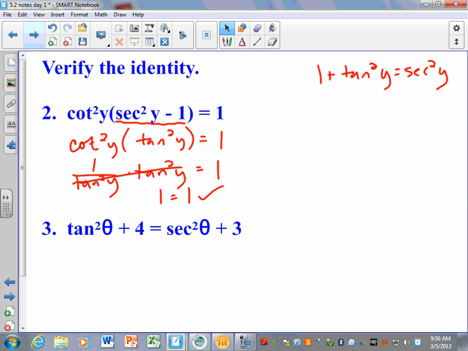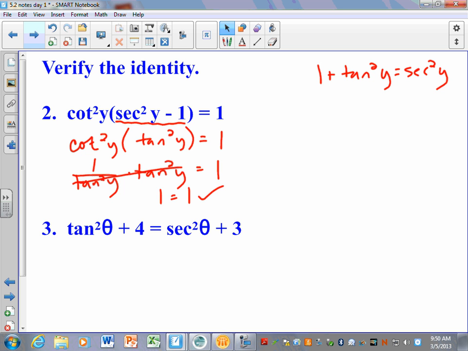How about this one? I'm going to give you a minute to think about it before I just tell you what to do. So look at this one, and again, this is an example of one where I think it doesn't matter which side you start with, because it's about the same. But remember, you're not allowed to add or subtract something to both sides, because what a lot of people want to do on this one is subtract 3 from both sides. It's not okay. You've got to either turn this into this or this into this.